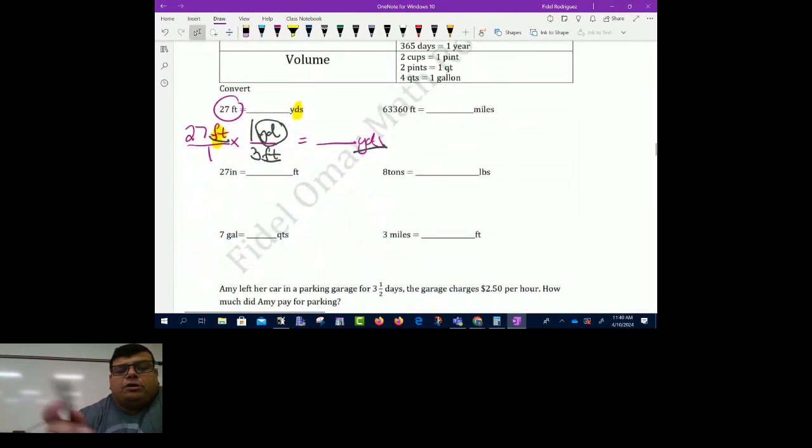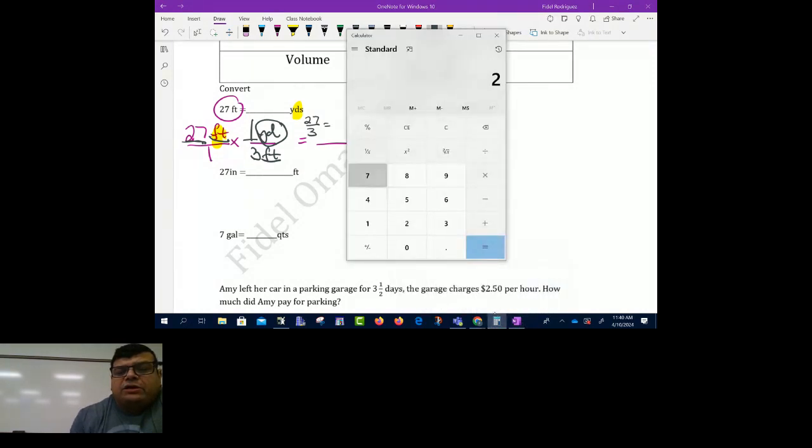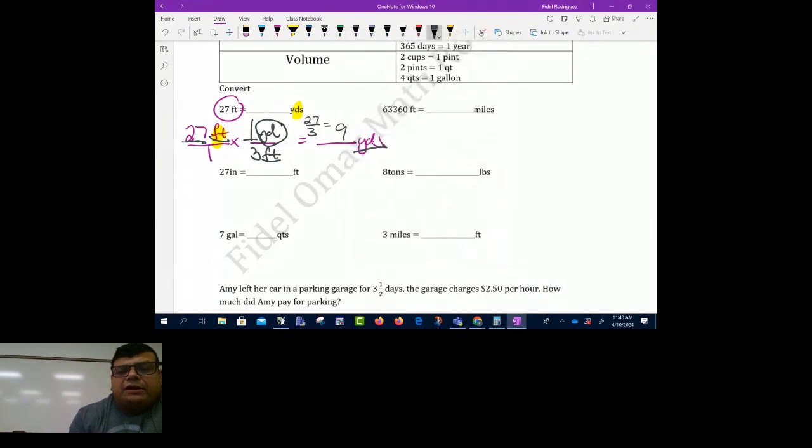Now, I'm going to go straight across when I multiply. What I mean by that: 27 times 1 is 27, 1 times 3 is 3. I'm going to take my calculator, take 27 and divide it by 3. It's going to give me a 9. I'm going to put a 9 right here. Now, what's going to happen is that feet and that feet are going to cancel out, and these yards is what we're going to end up with.